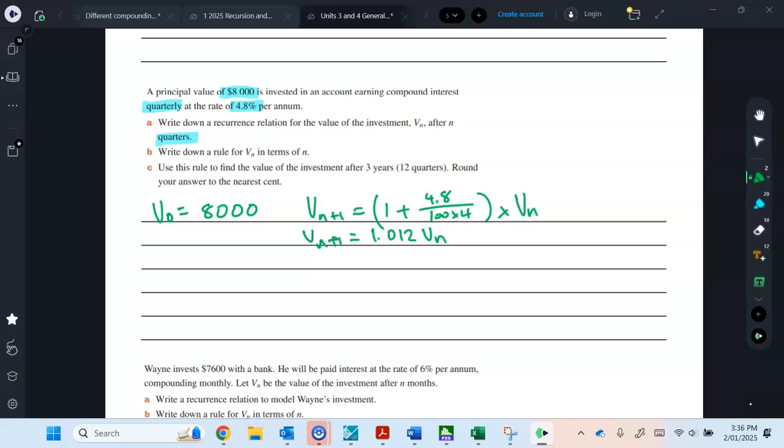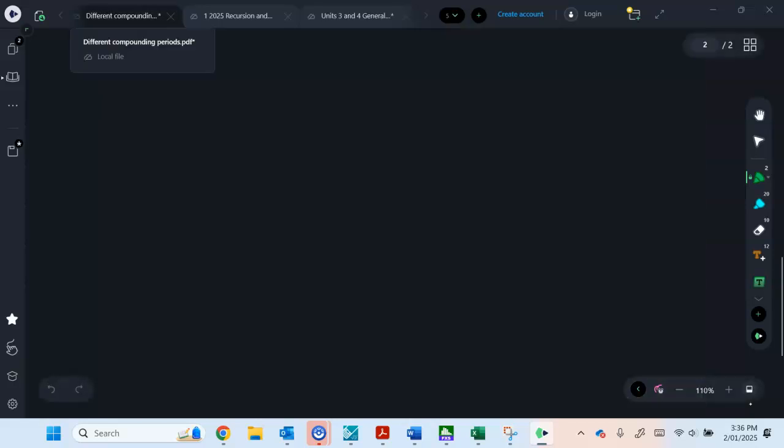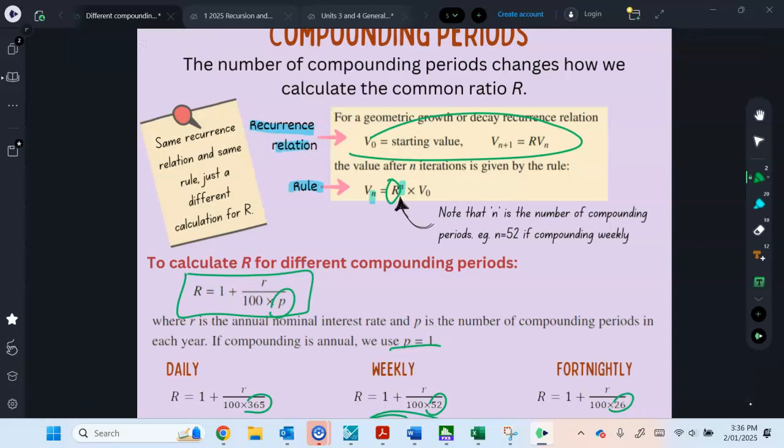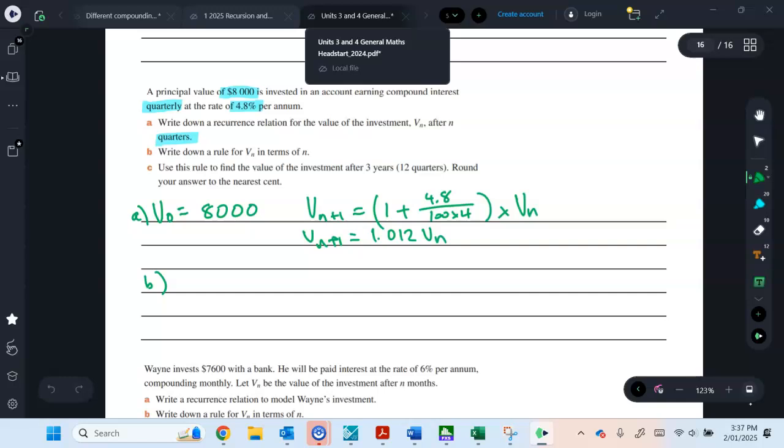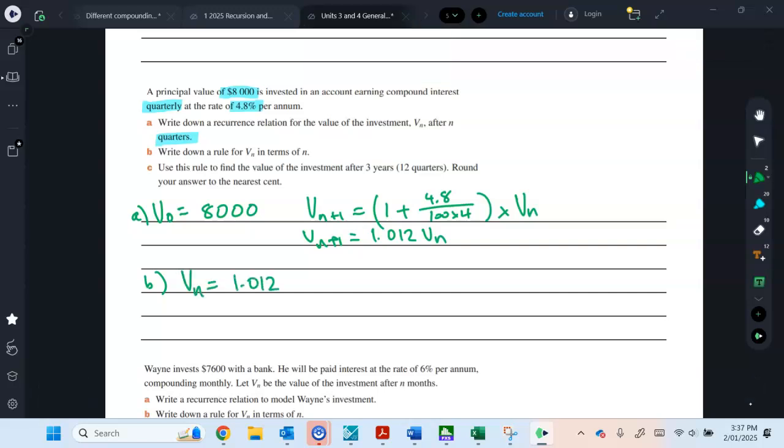Now writing down the rule. Again, we look at our notes. Here's the rule. We've already calculated the value of R. So R to the power of n. Vn equals 1.012, which we calculated before, to the power of n, times your initial value, which is 8,000.